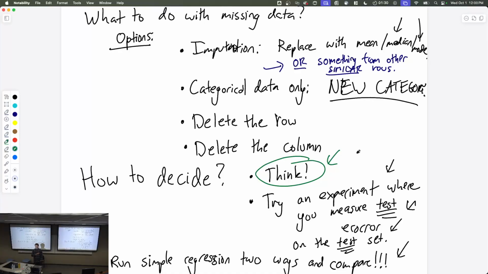Questions or comments? Yeah. When we split our data set into a test set and a training set, the test set itself can have some misalignment. That's right. So what should we do with that?